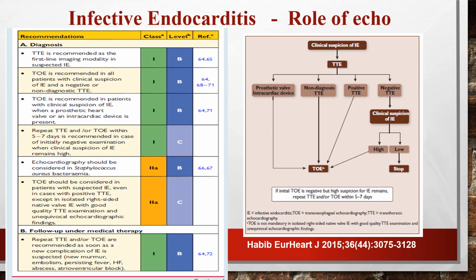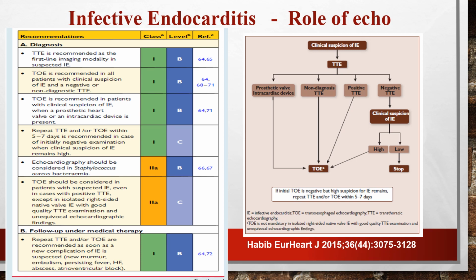So the role of echo when it comes to infective endocarditis. As I mentioned before, transthoracic echo is recommended as the first-line imaging modality in suspected infective endocarditis, class 1B. And TEE is recommended in all patients with a clinical suspicion of infective endocarditis and negative or non-diagnostic transthoracic echo, class 1B. And TEE is recommended in patients with a clinical suspicion of infective endocarditis when a prosthetic valve or intracardiac device is present, class 1B.